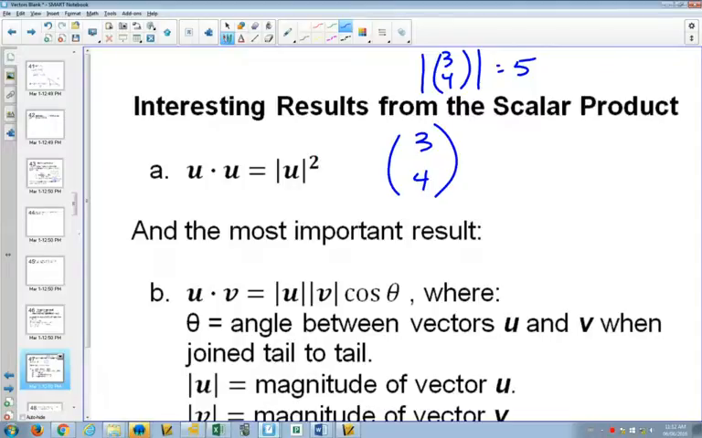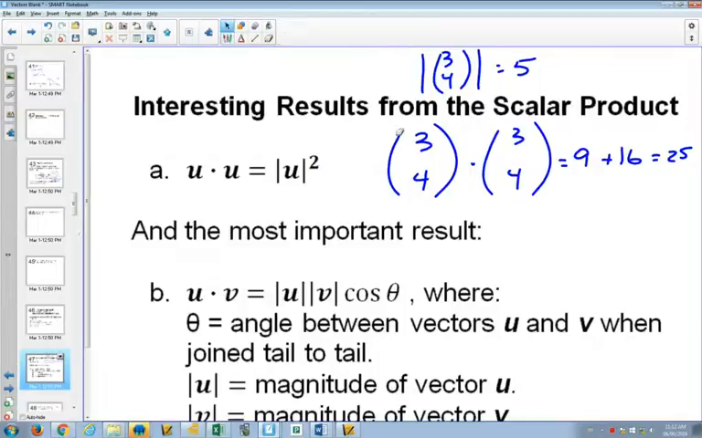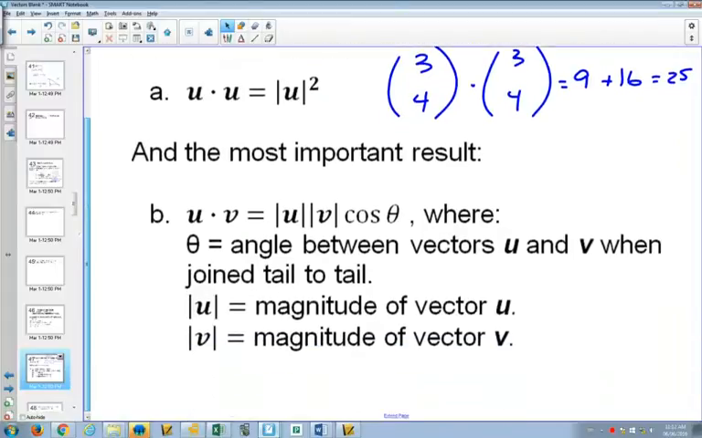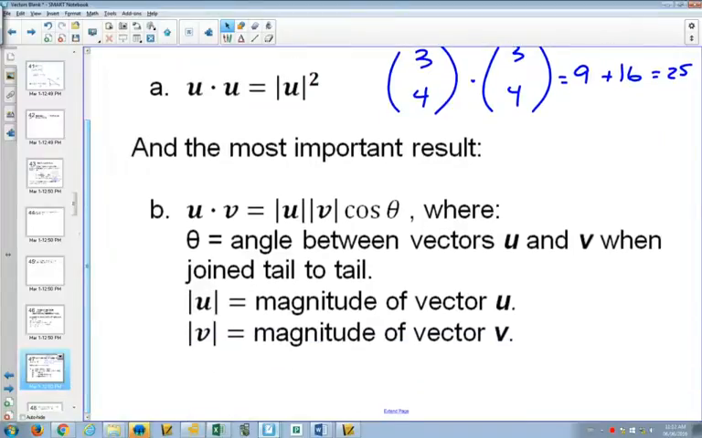Now, if you do the dot product of this, you'll get 3 times 3, which is 3 squared, which is 9, and 4 times 4, which is 16. And so you will get the same answer. It'll just be squared as a result, because you'll still get a squared plus b squared when you square it. Now, that's just a minor interesting thing. This is where things get really interesting.